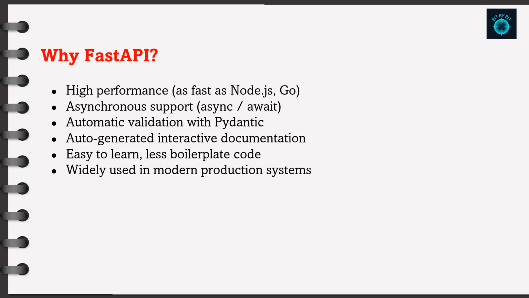Finally, ease of use. FastAPI requires very little boilerplate code. You can write a complete API with just a few lines. It is beginner-friendly, but at the same time, it is powerful enough for professional production systems. Companies like Microsoft, Uber, and Netflix already use it. In summary, FastAPI gives you speed, reliability, simplicity, and great developer experience. That is why it has become one of the most popular Python frameworks in recent years.